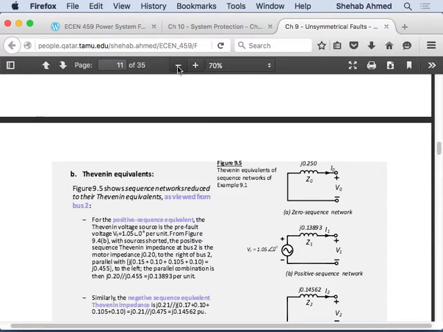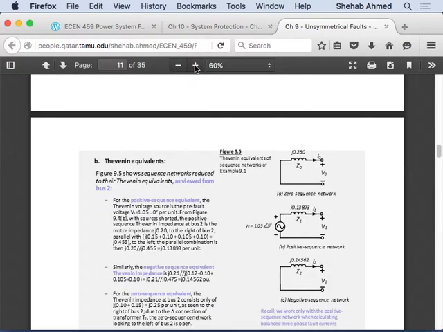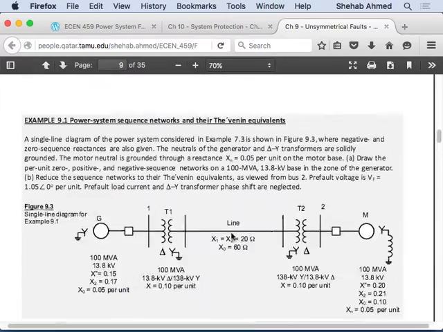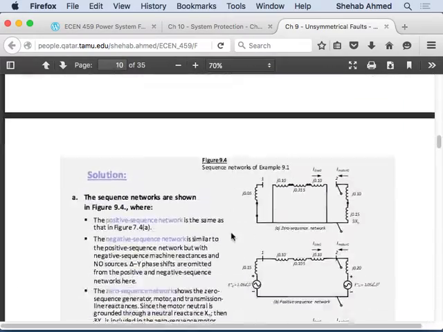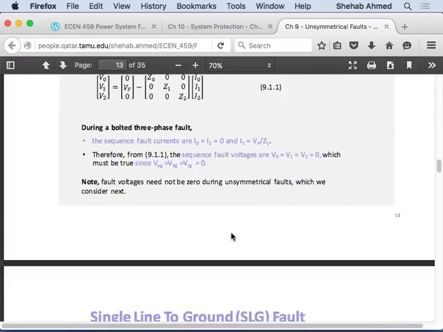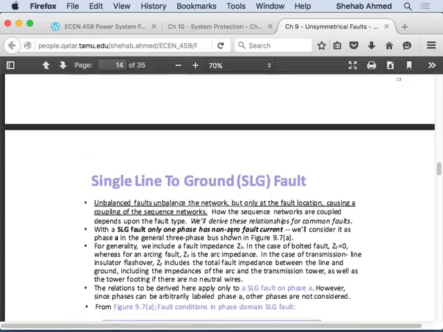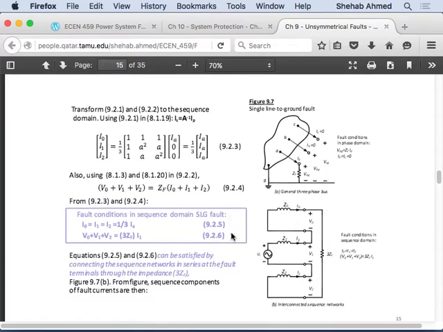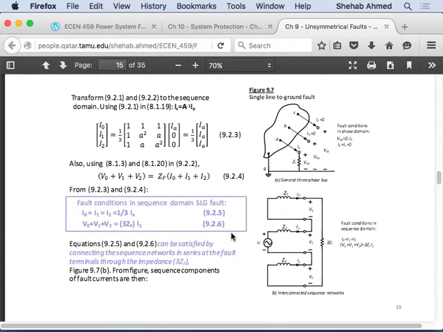Okay, so last time we were talking about unsymmetrical faults. I will try to wrap that up so we can move on to one last topic. And we did the single line to ground fault. I think we stopped here last time, right? So we stopped at the single line to ground fault.